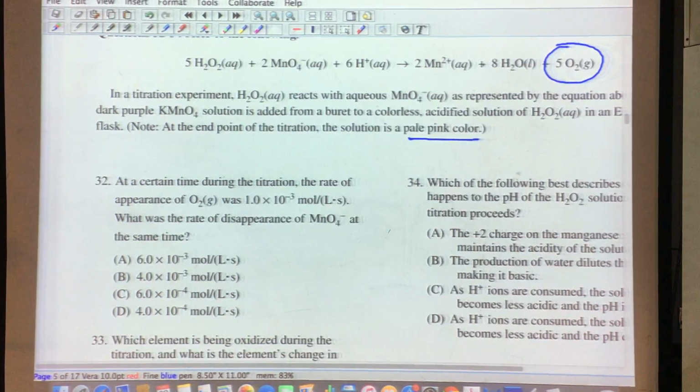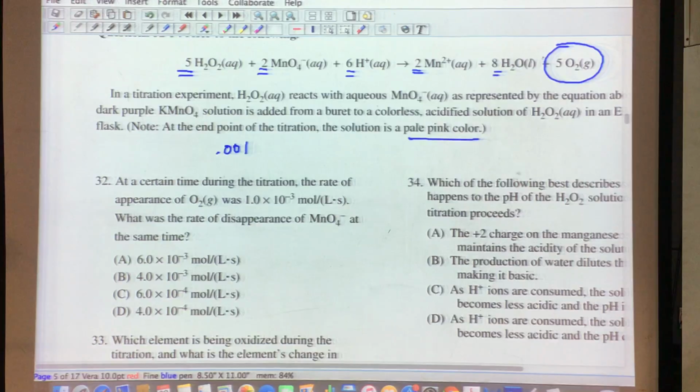Remember, the rate of reaction is equal to either the appearance of the products or the disappearance of the reactants. They could be both related, and that relationship is very important because this pops up all the time. That relationship is stoichiometrically related based on the what? The coefficients. So, at a certain time during the titration, the rate of appearance of O2 was 1 times 10 to the negative 3, 0.001. What was the rate of disappearance of MnO4 negative at the same time?